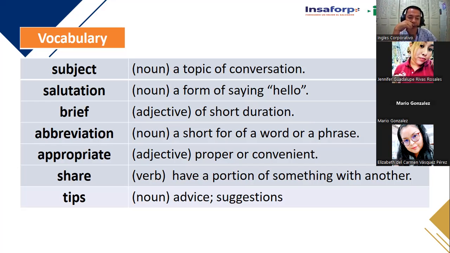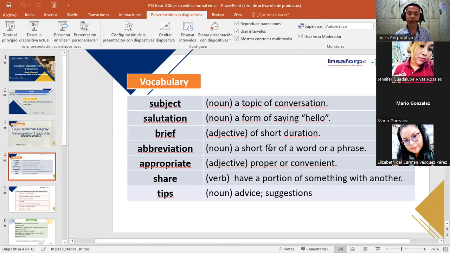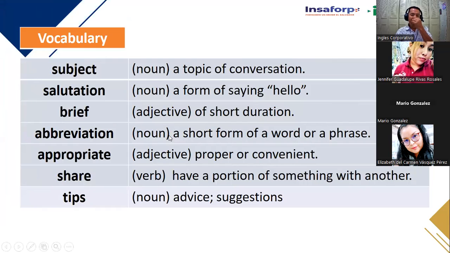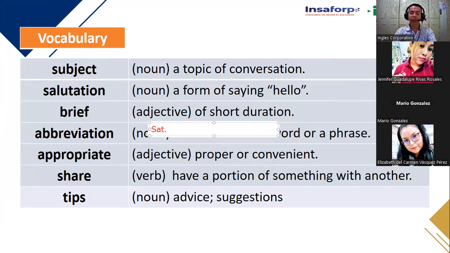You have to be brief, short, right? Short. Abbreviation. Abbreviation is a short form, right? Of a word. Sorry, there is a mistake. Tengo un pequeño error aquí. Give me a second. Let's make the correction. A short form. Okay, good. Let's continue. So it's a short form of a word or a phrase, right? Like you say, for example, important. Or Saturday, for example, right? Saturday. For example, you say company, right? The company. So this is an abbreviation. Just an example. Okay.